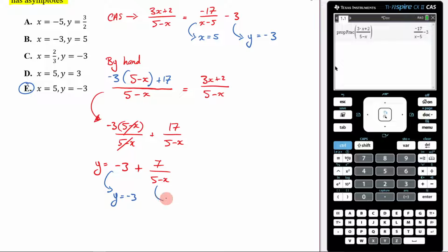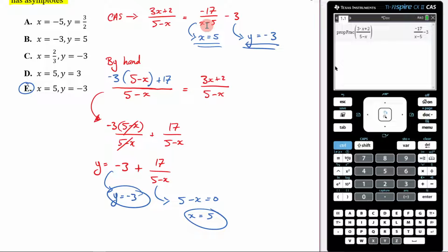And this here is telling me I have 5 minus x. If I set that equal to 0, x is equal to 5. So as you can see, x equals 5, y is equal to negative 3. And we're all done. The only thing that looks a bit different here is the fact that this is positive 17 when this is negative 17.